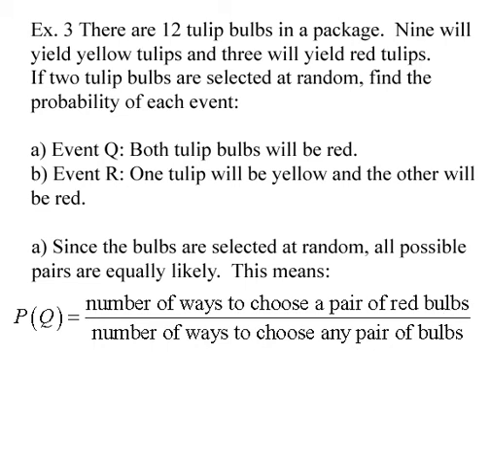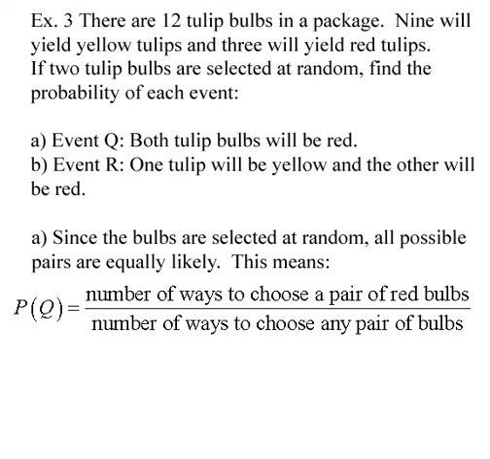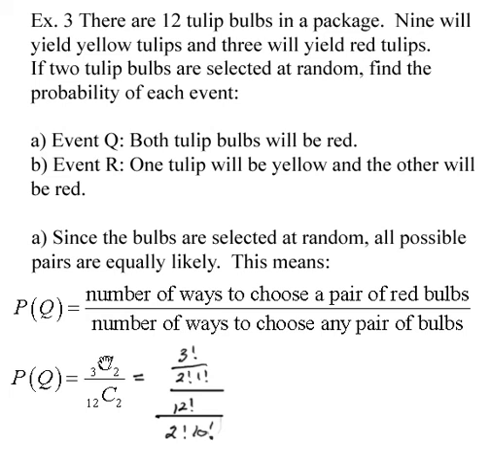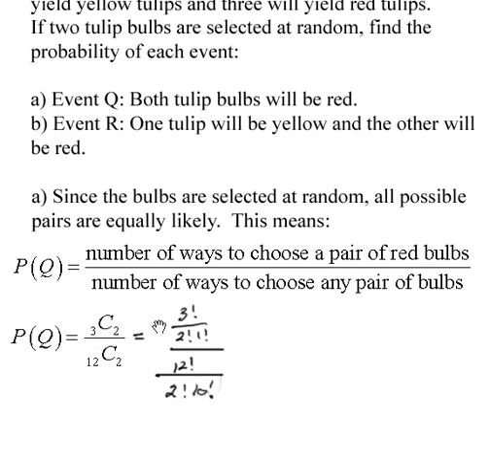Now, I'm emphasizing the word choose because we talked about this the other day. Remember, choose or select is the idea of combinations. So we're going to take the number of ways. There are 3 that will give us red tulips, and we are going to choose 2 of them. That is going to describe our favorable or desired outcome. And then the total possible outcomes is there are 12 bulbs in total, and we're choosing 2 of them. So again, 3 choose 2 using our formula for combinations. That's 3 factorial over 3 minus 2 factorial, which is 1 factorial, times 2 factorial.